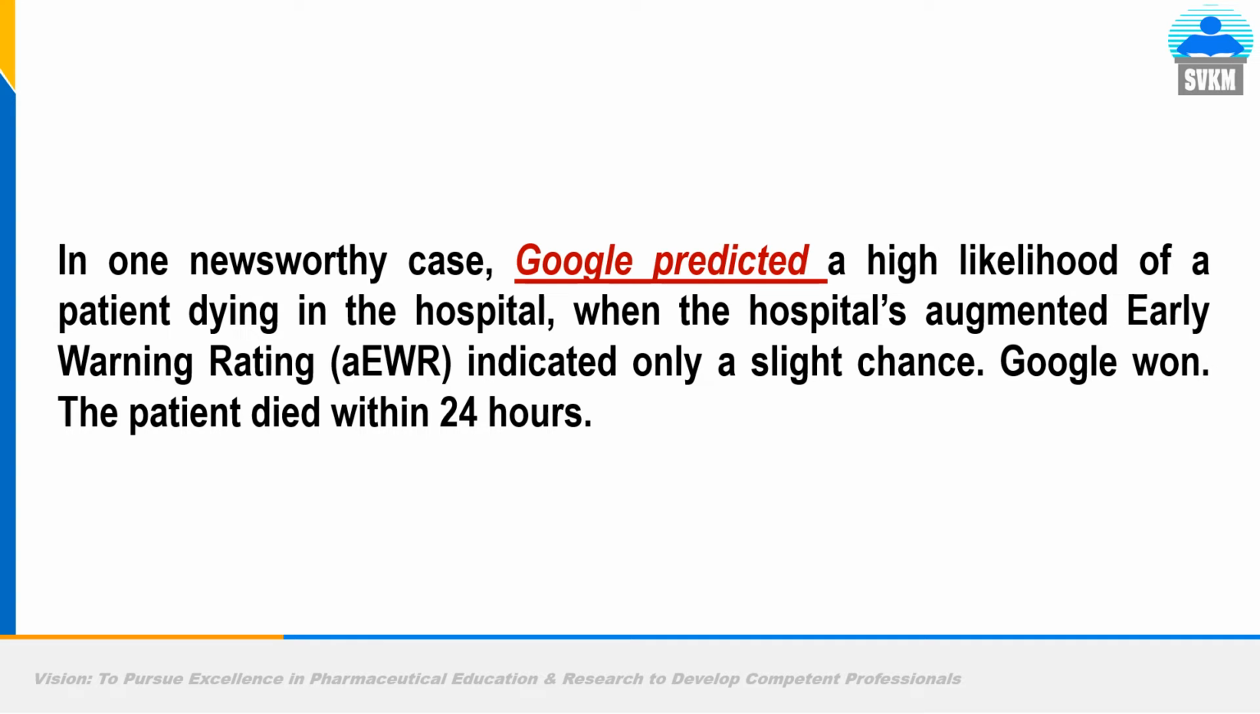In one newsworthy case, Google predicted a high likelihood of a patient dying in the hospital when the hospital's augmented early warning rating indicated only a slight chance. Google warned, and the patient died within 24 hours. See the prediction of algorithms by these tech giants.